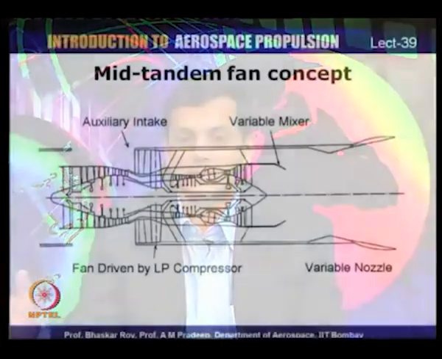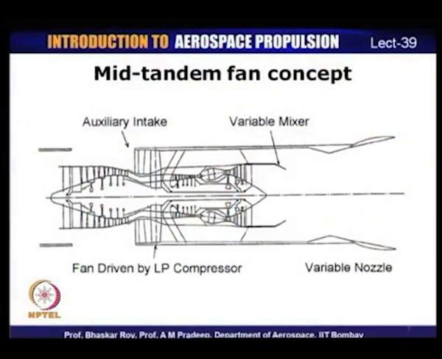And so, there is one schematic that I have here for you, which is in some sense explaining what this concept is all about. So, in this particular engine concept, what is being proposed is to install a fan which is midway between the LP compressor and the HP compressor. And so, this fan is of a higher bypass than the core engine. So, it looks like a turbofan, but the fan is placed in between the compressor stages. And there is also an auxiliary intake which can be altered to adjust the mass flow through the bypass duct.